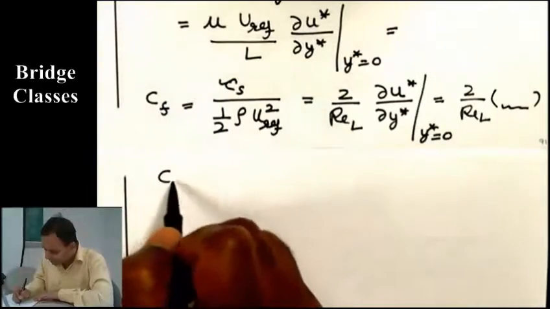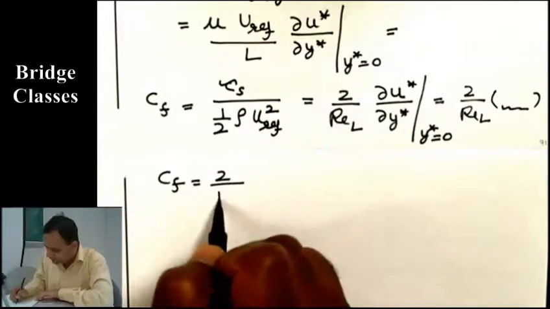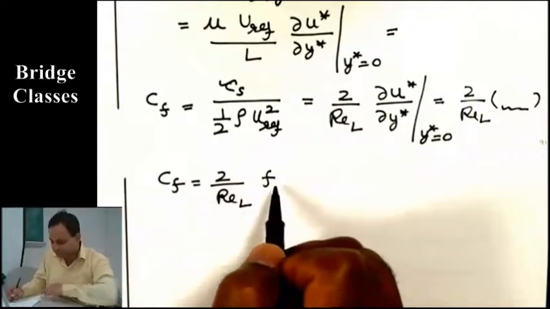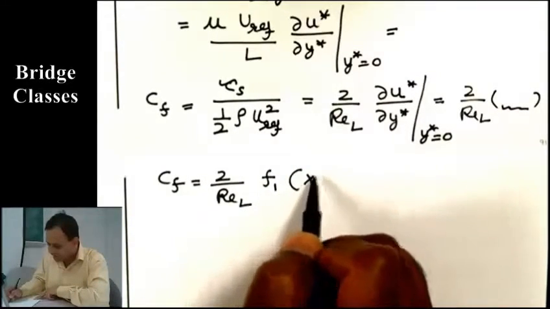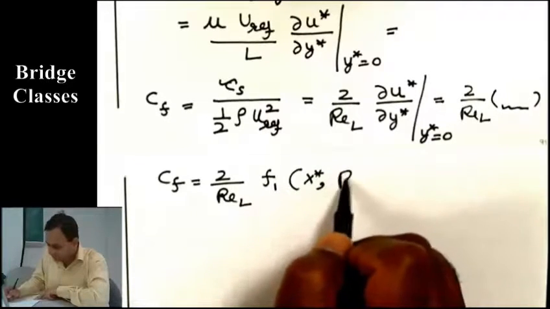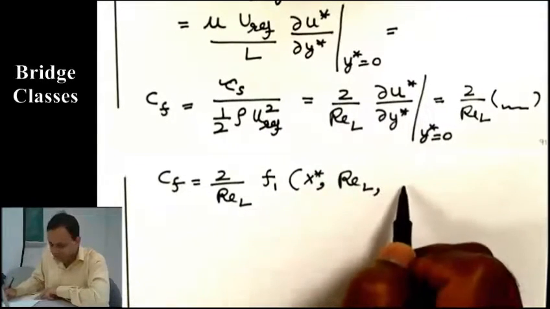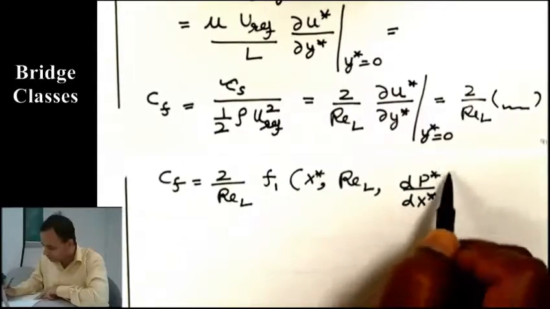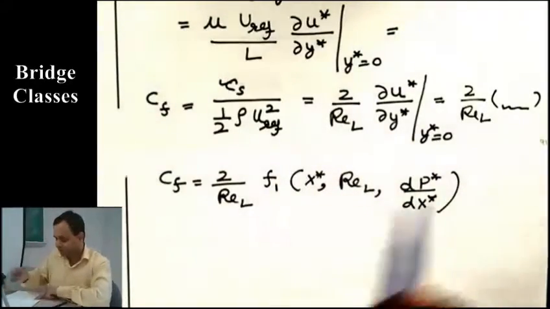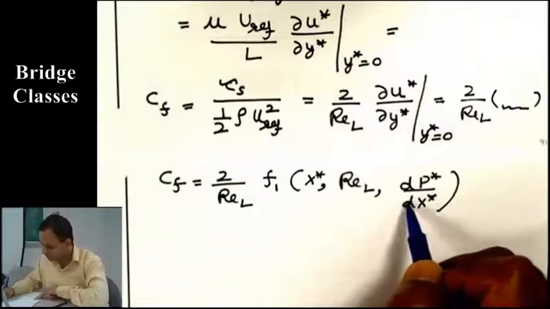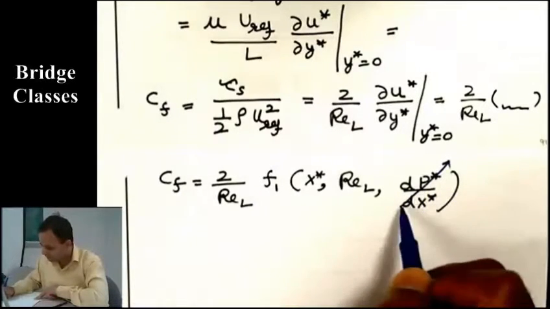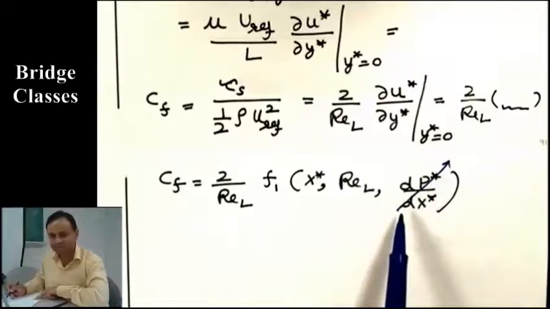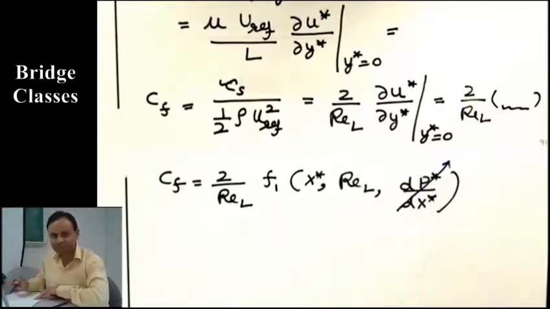So you will get Cf is twice over Reynolds number times some function, let us call this f1, of x star, Reynolds number, and also you have this pressure gradient which depends on the shape of the object. But I'm not going to consider this one from this point because this will be the same for geometrically similar objects. If you have the same Reynolds number, then this term will be the same. So we don't have to consider this.